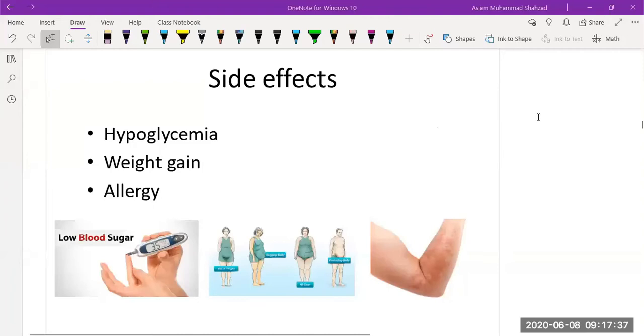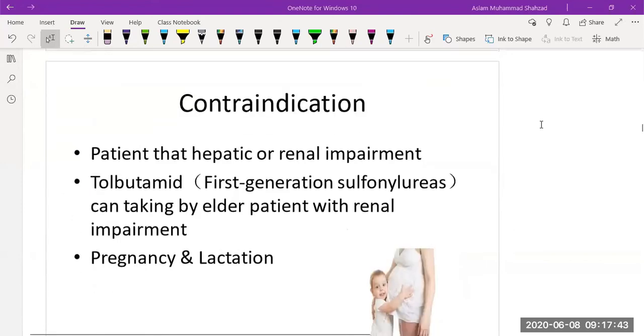What will be the side effects? The side effects include hypoglycemia, weight gain, and allergy. Contraindications: patients having hepatic or renal impairment need to be careful. Tolbutamide, a first generation drug, can be taken by elderly patients with renal impairment. This is very interesting. Although first generation drugs have some renal complications, tolbutamide is still tolerable for people of old age with renal impairment.